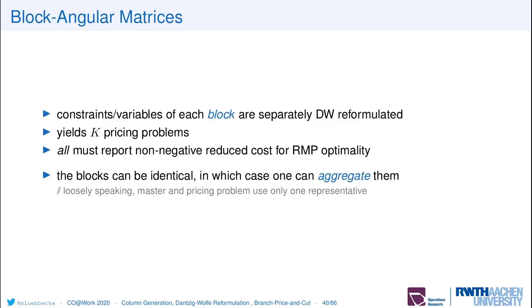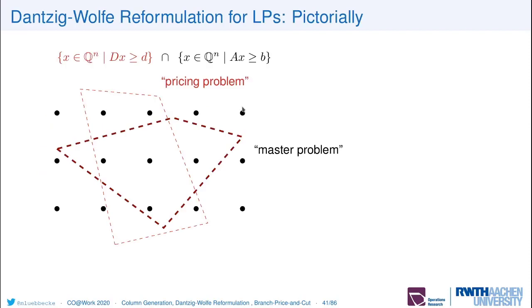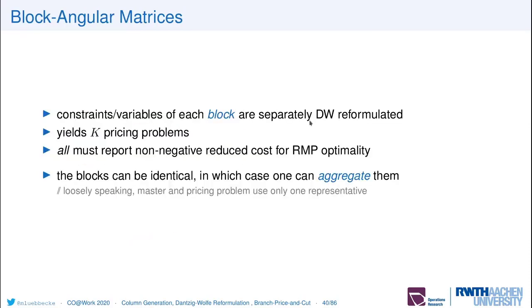Okay, and what we would do in the Dantzig-Wolfe reformulation is we would take these independent blocks, as we call them. Each of them represents a polyhedron, and we would reformulate each of them separately using the Dantzig-Wolfe reformulation. That would give me a pricing problem for each of these subproblems, and each and every one of them must report that the smallest reduced cost is non-negative, and then we would have reported optimality for the master problem.